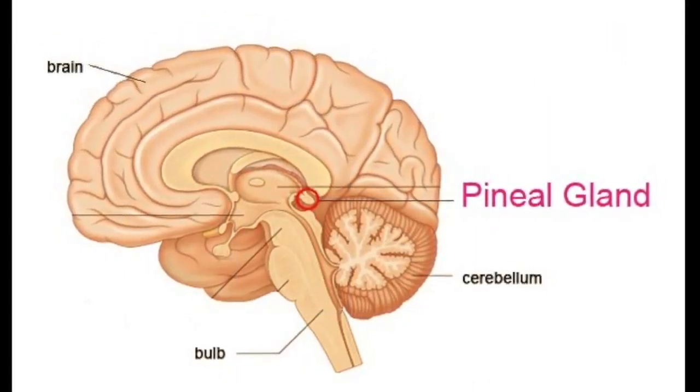The pineal gland is located posterior of the thalamus. It produces the hormone melatonin, which regulates the circadian rhythm. The pineal gland is influenced by the photoreceptors of the retina. Melatonin is only produced in low light or darkness.